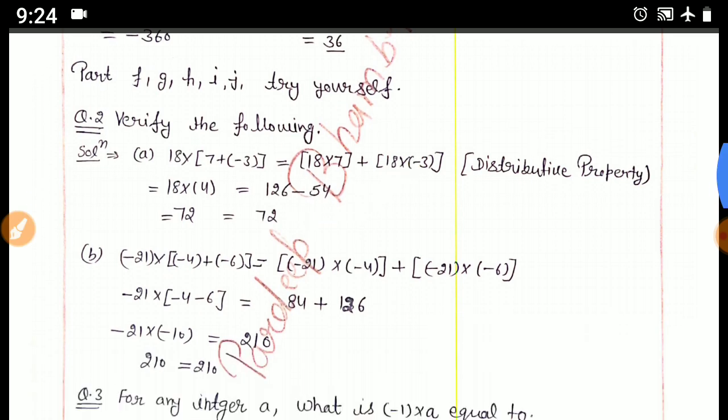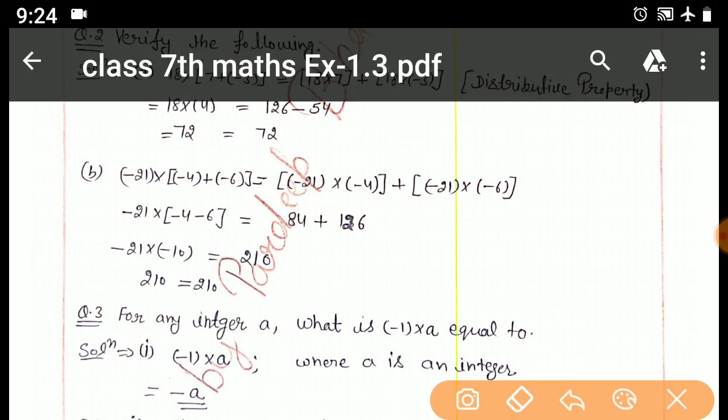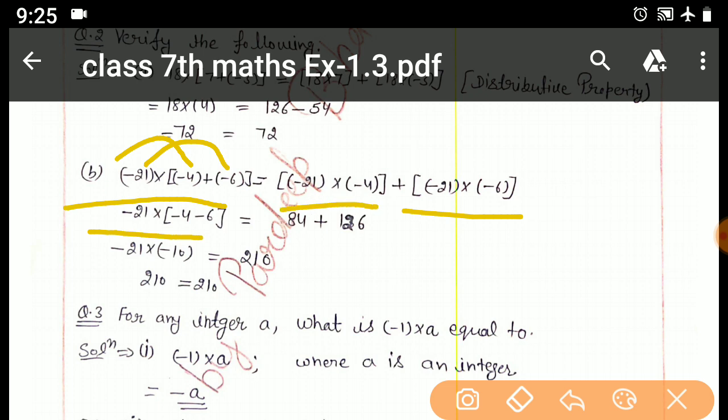And second part B is minus 21 multiplied by the quantity minus 4 plus minus 6, and here minus 21 multiplied by minus 4 and minus 21 multiplied by minus 6. First of all we will solve the left hand side, and then we will solve the right hand side.